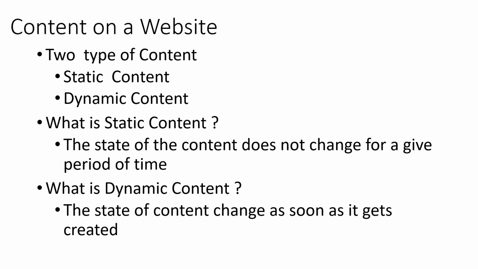Let us discuss the different types of content on a website. There are two types of content: one, static content, two, dynamic content. So what is static content? The state of static content does not change for a given period of time, whereas with dynamic content, the state of the content changes as soon as it gets created.